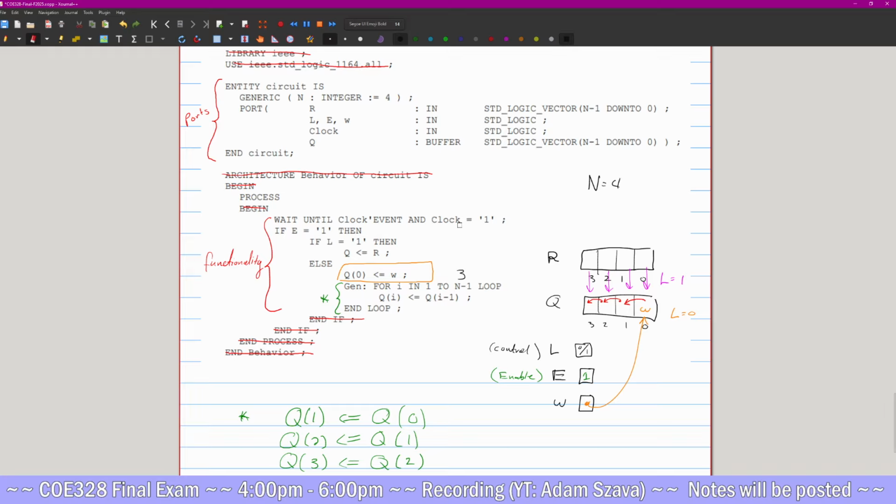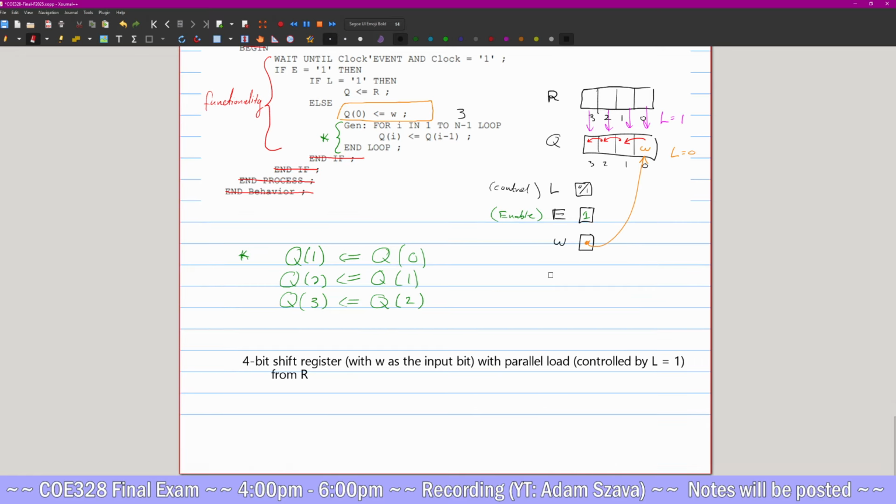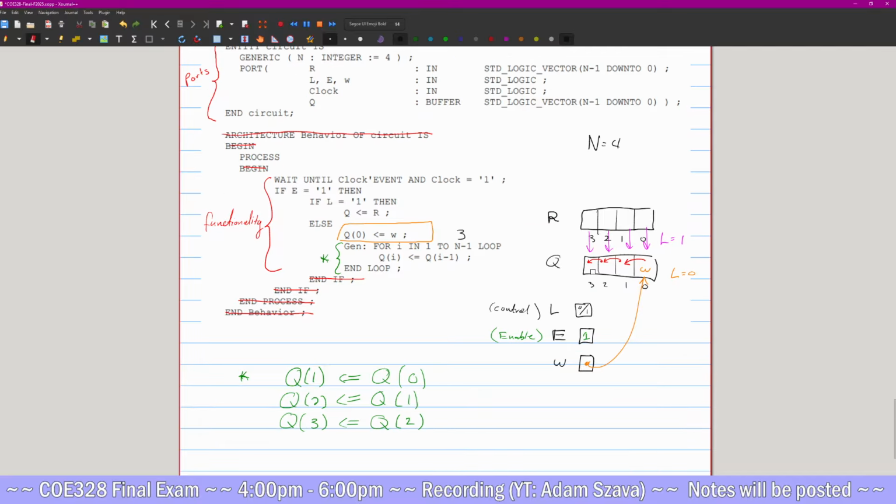That's my answer, hopefully. Parallel load means this entire 4 bits are being loaded at the same time. It's compared to a serial load, right? A serial load is effectively what we have with the W. A serial load is like, I'm just telling it to you 1 bit at a time. A parallel load means I'm telling you 4 bits at a time what needs to be in there. So in a way, you can think of this as a register that has both parallel load and serial load. The parallel load is just a functionality here.